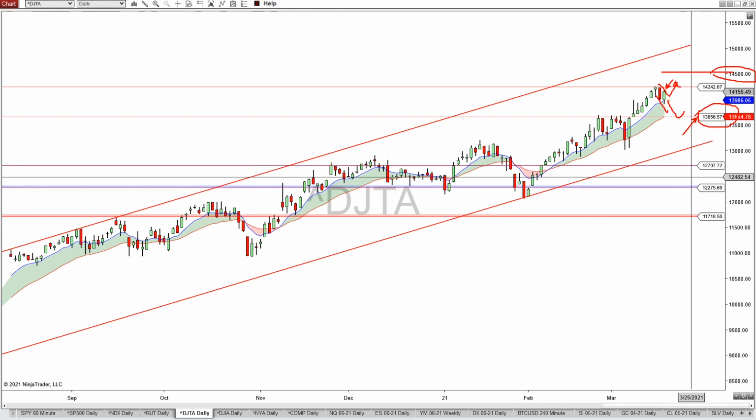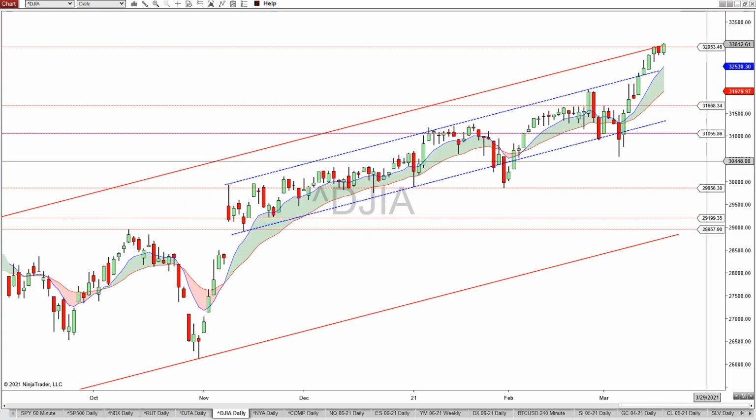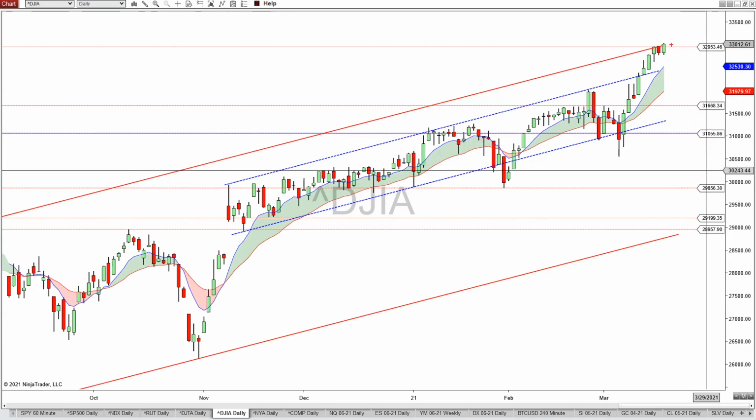But eventually, if it continues to move up, then I'd be watching for the Dow Jones Transportation to come up to the upper channel trend line near the 15,000. But for the next couple of days, I'd basically be watching this 14,500 and then this 13,656. And here's the Dow Jones 30, the Dow Jones Industrial.